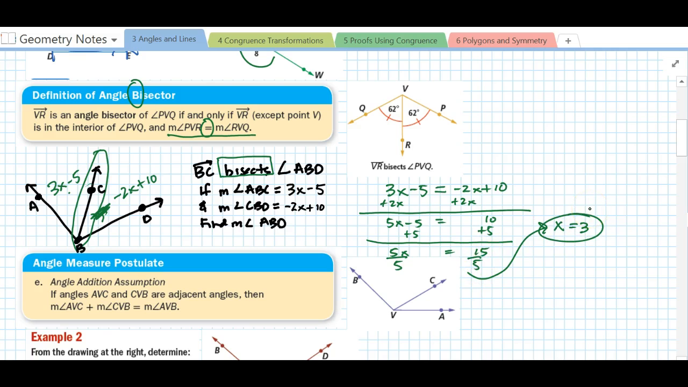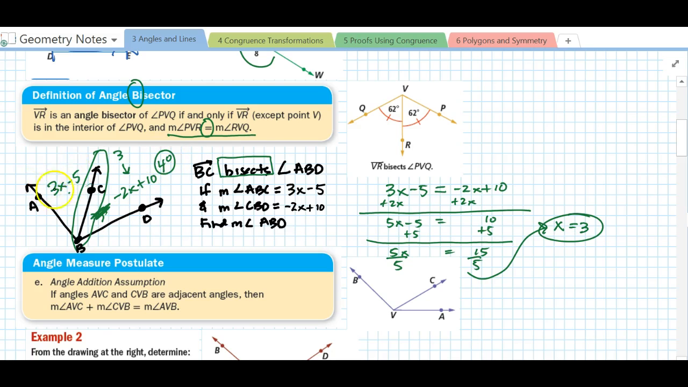Now I'm not done with this problem. They want me to find the measure of angle ABD, which is the entire angle, the big angle. So I first need to figure out what each angle equals, and then I'm going to double it or add them together to get my total angle. So if x is 3, let's plug it into this one here. So I'm going to say -2 times 3 plus 10. -2 times 3 is -6, plus 10 is going to be 4. So the measurement of angle CBD is 4 degrees.